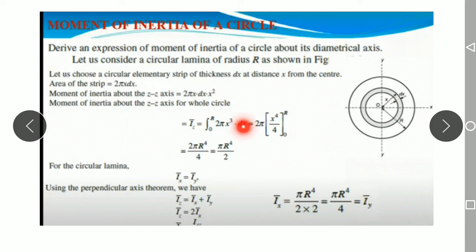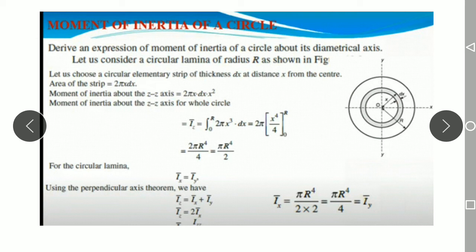So but we are having the Iz equation here. Just substitute the Iz equation. Ix and Iy are the same for the circle, therefore it is 2Ix bar you need to consider. Therefore Iz is known, you just bring this 2 to the denominator. Therefore Ix bar is equal to this equation, that is pi r raised to 4 divided by 4 is the moment of inertia of a circle.